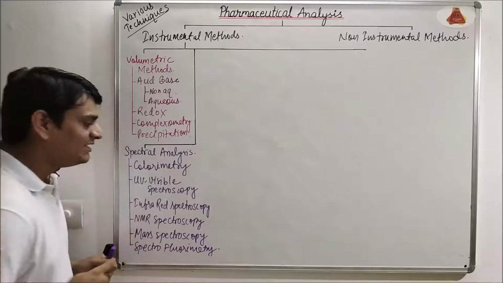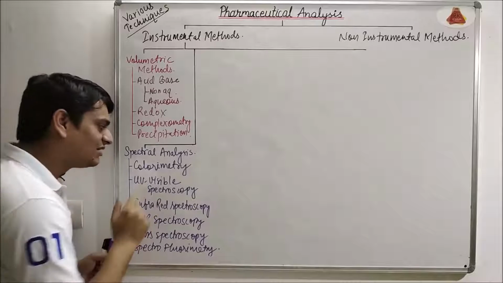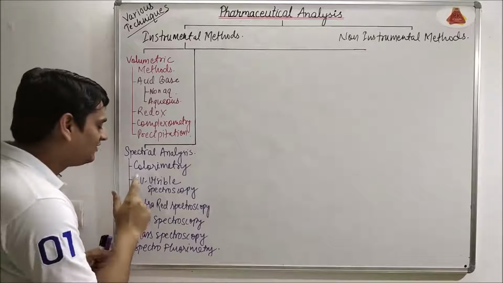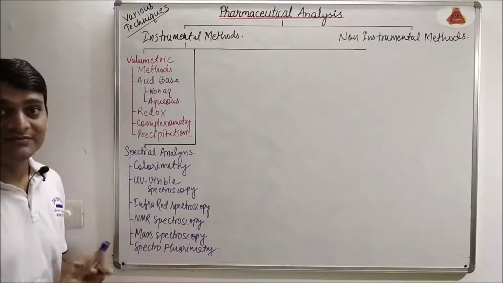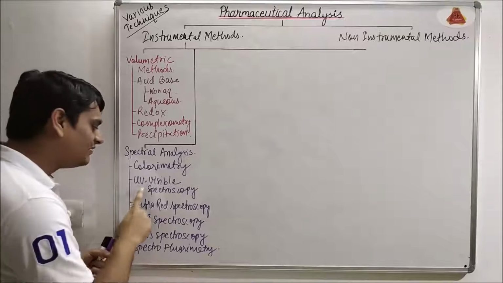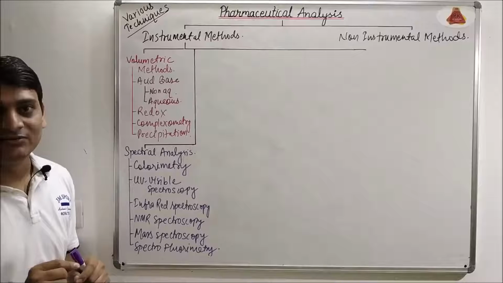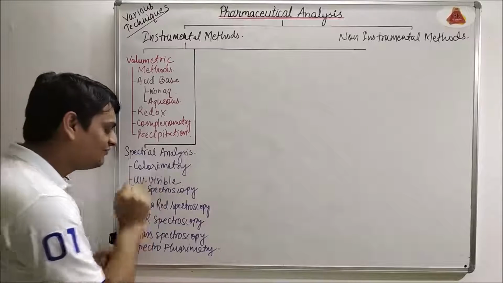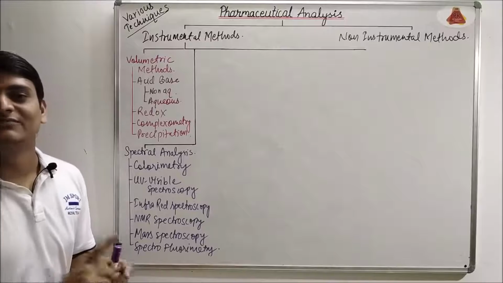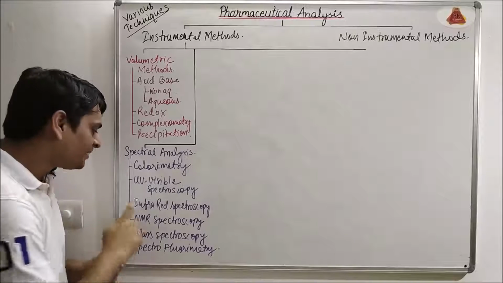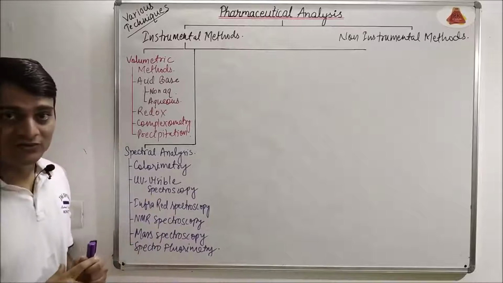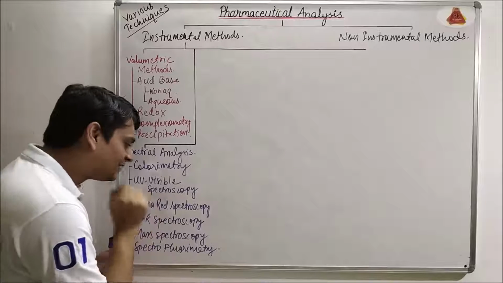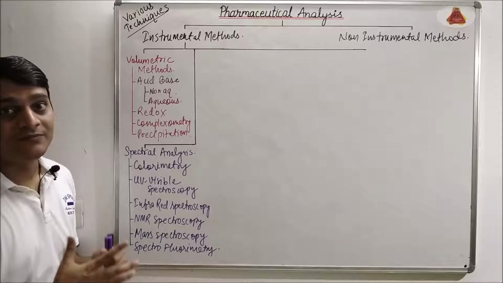Next one is UV visible spectroscopy. It is an advanced version of colorimetry because it will cover the entire range of UV as well as visible. So wavelength will be 200 to 800 nanometer in the case of UV visible spectroscopy, and by using UV we can determine the lambda max as well as concentration of the analyte. Next one is infrared spectroscopy. Infrared spectroscopy is mainly used for determination of functional groups.